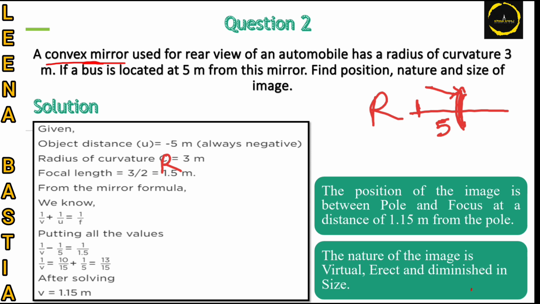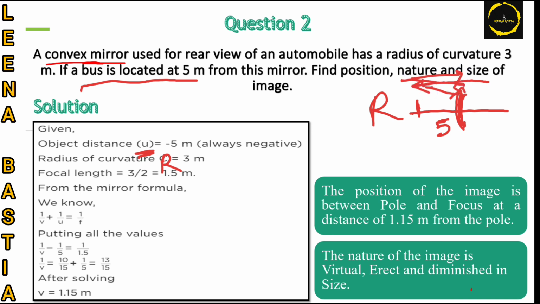So we already know about the nature and size, isn't it? Nature is virtual, erect, and size is always diminished, as I told already in question number 1. So in case of convex mirror, you have to remember that, but still we have to find it out from the numerical. So first of all, the bus is located means the object is at 5 meter. Object means small u you have to write, that is minus 5, which is always negative, that you know. The u value will always be negative, because the object has to be there in front of the reflecting surface, so it will be negative because it is opposite to the direction of what?